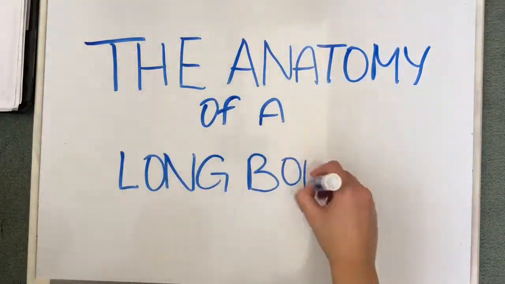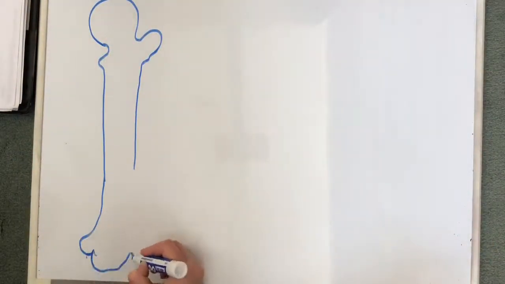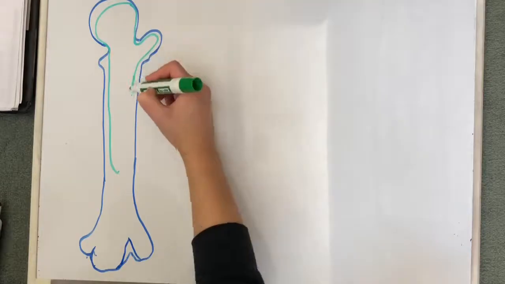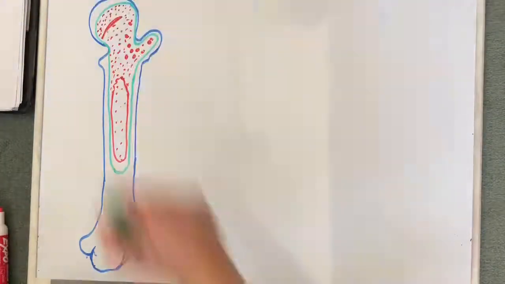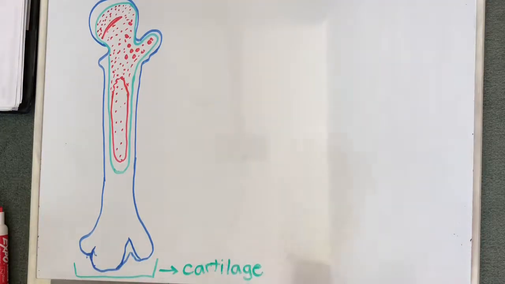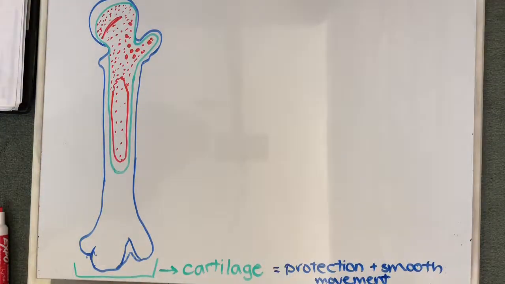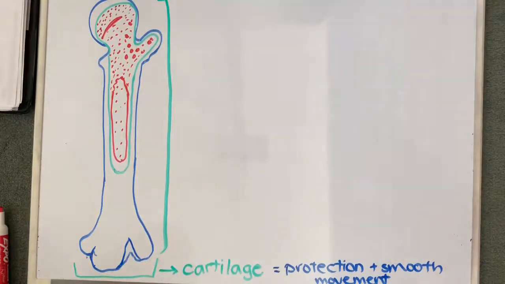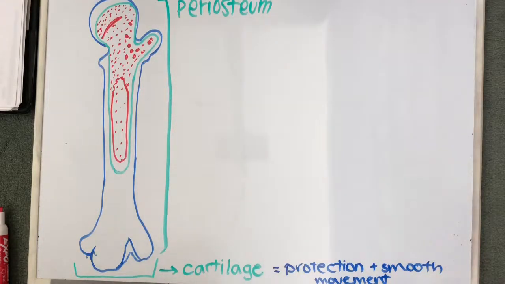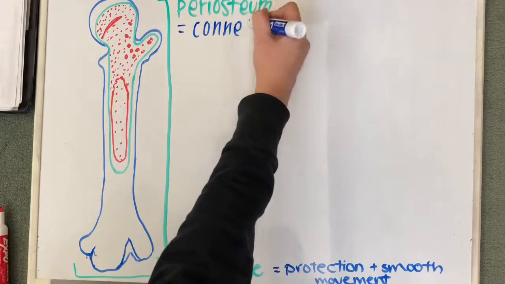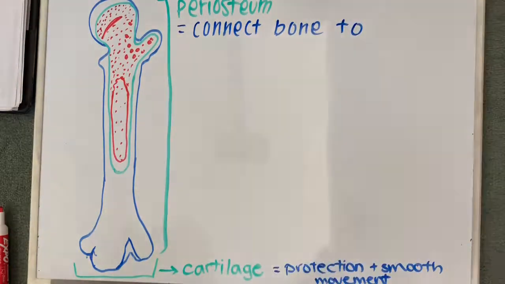The anatomy of a long bone. Cartilage is located on both ends of a long bone for protection, and it allows smooth movement within joints. It does not have a blood supply or nerve endings. Periosteum is the outer connective tissue that covers the entire length of the bone. Periosteum fibers and those of ligaments and tendons bond to connect bone to muscle.